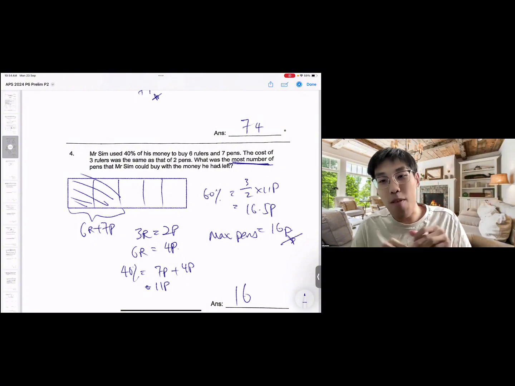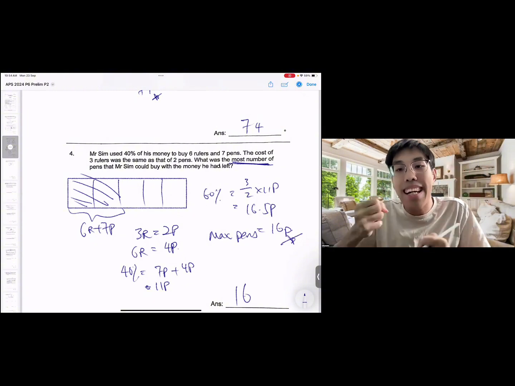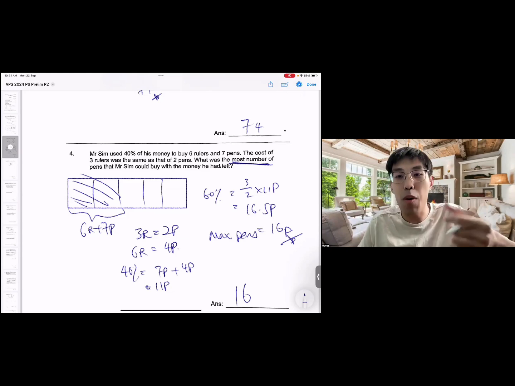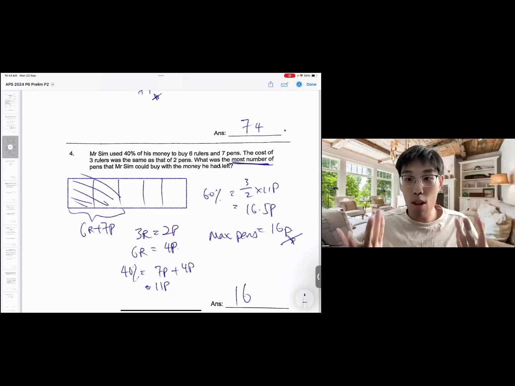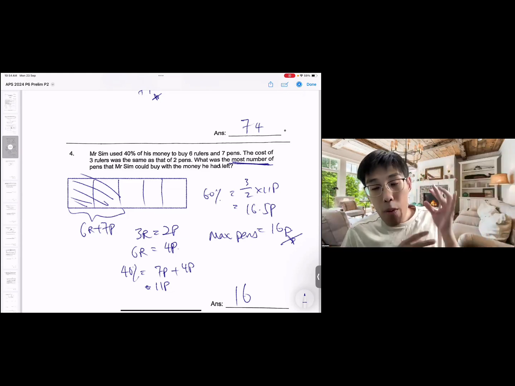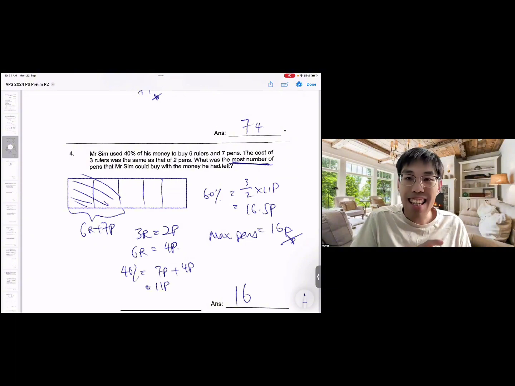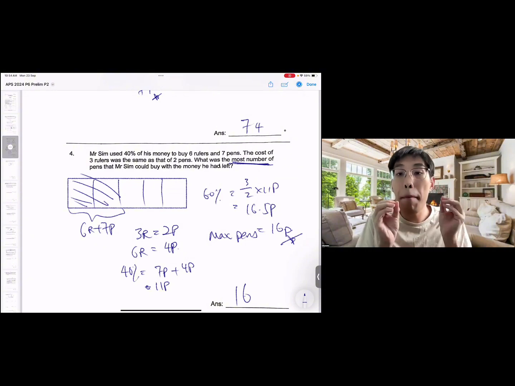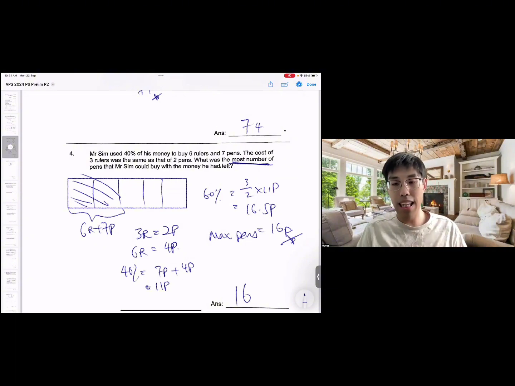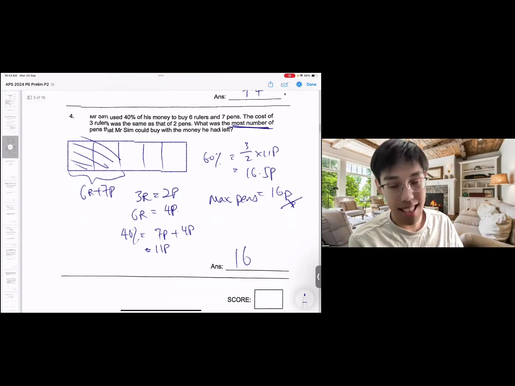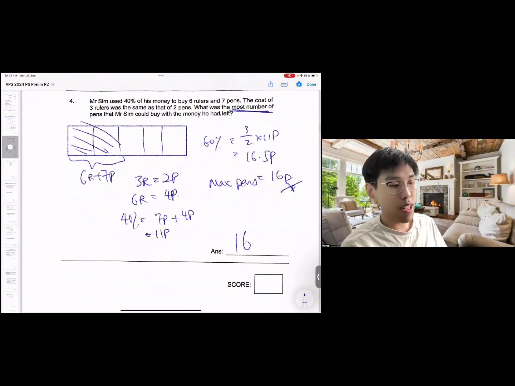Okay? Don't be too hard about the half a pen. You can't break a pen and I give you half, right? Which half do I give you? The one in the tip or one in the cap? I cannot do that. But what we know is that 60% of the money is equivalent to 16.5 pens worth of money. We are talking about the worth here. Okay, but of course you cannot buy half a pen. So the answer is 16. Understand? So that's for question 4.